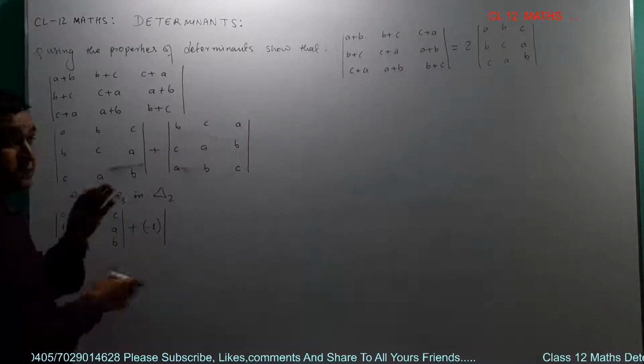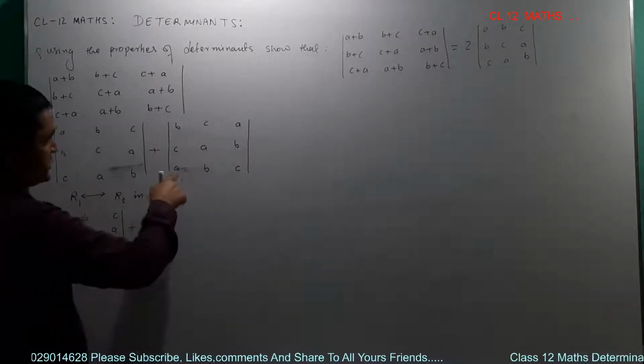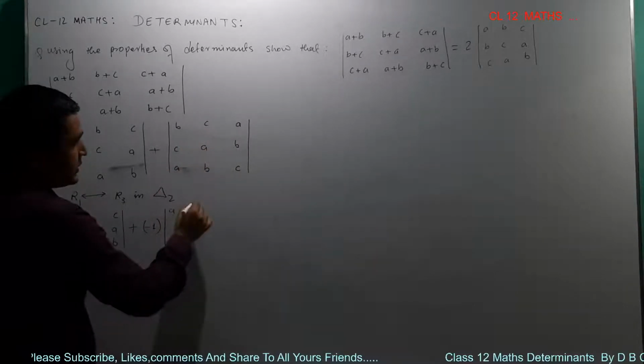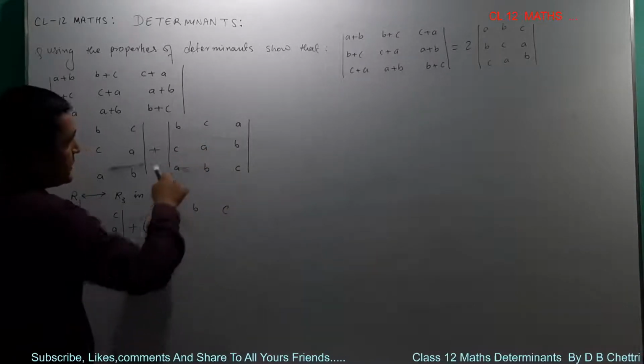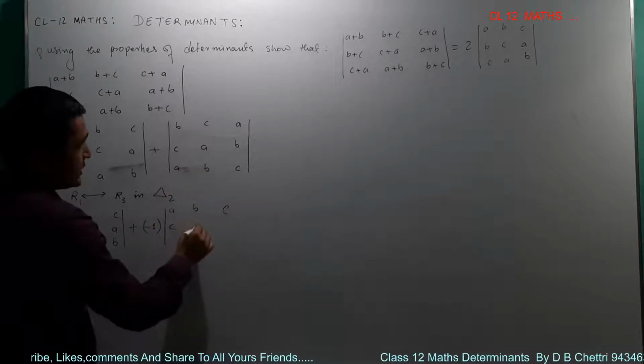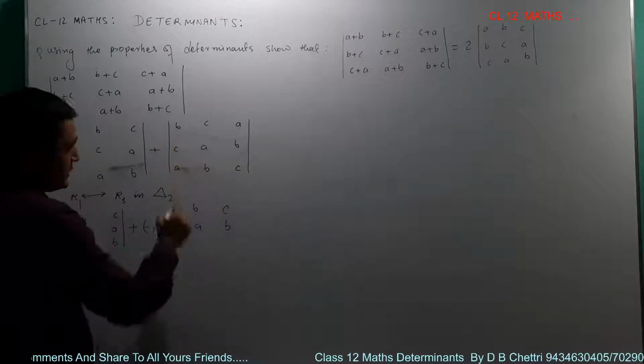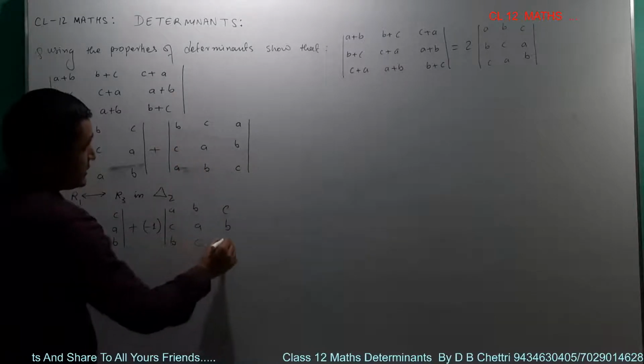We are exchanging row 1 and row 3. That means in place of row 1 write row 3 elements A, B, C. Then this is the same, C, A, B. Then row 3 is exchanged by row 1, that means B, C, A.